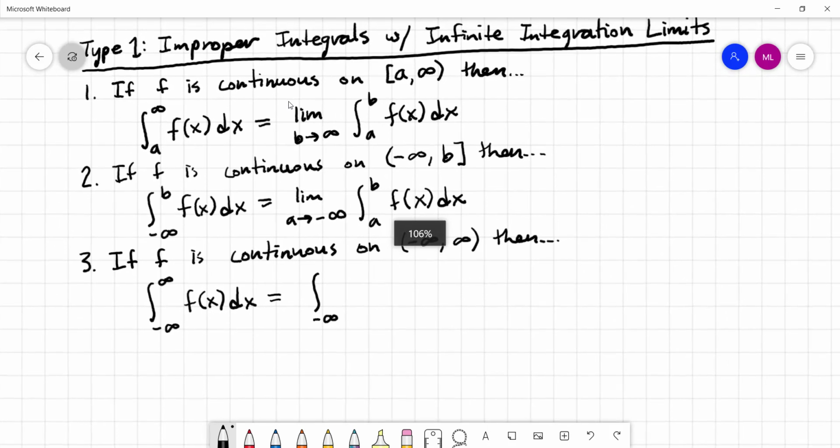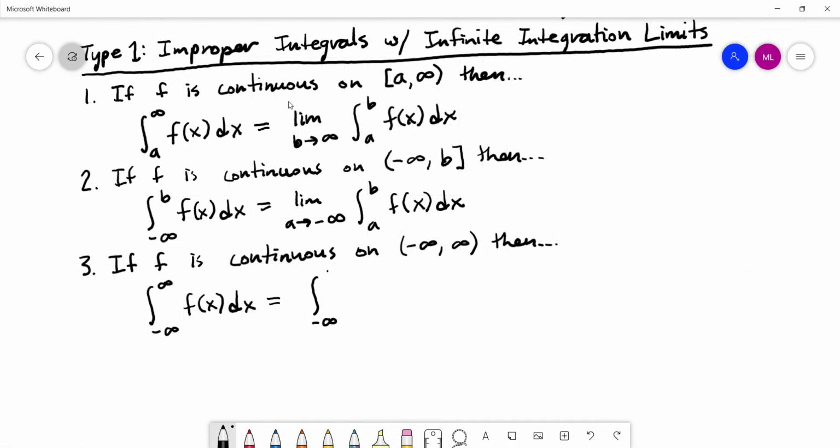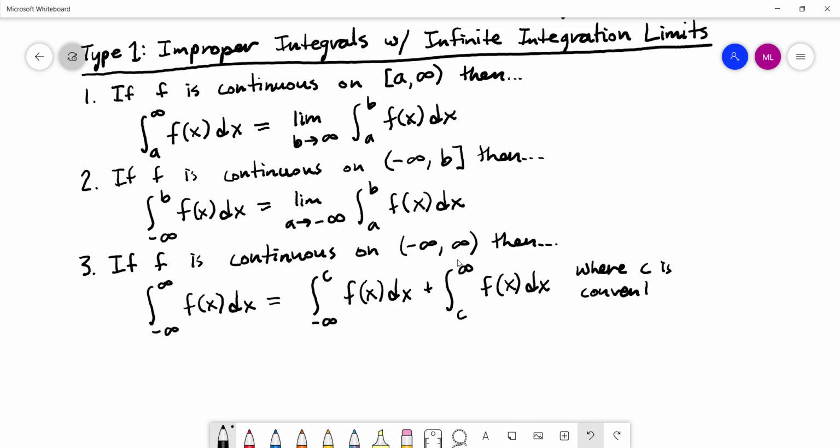So I'm going to integrate from negative infinity to c of f of x dx plus the integral from c up to positive infinity of f of x dx. And we're just going to pick c. I mean, we get to choose it, but pick it to be convenient. Oftentimes maybe 0 is a convenient place, but there may be a reason to put it somewhere else instead.